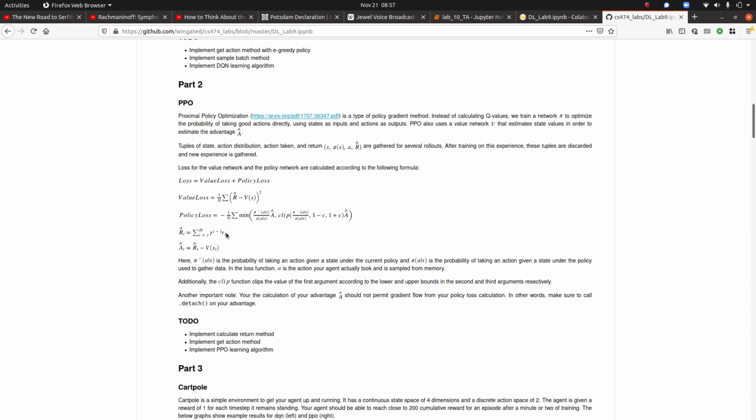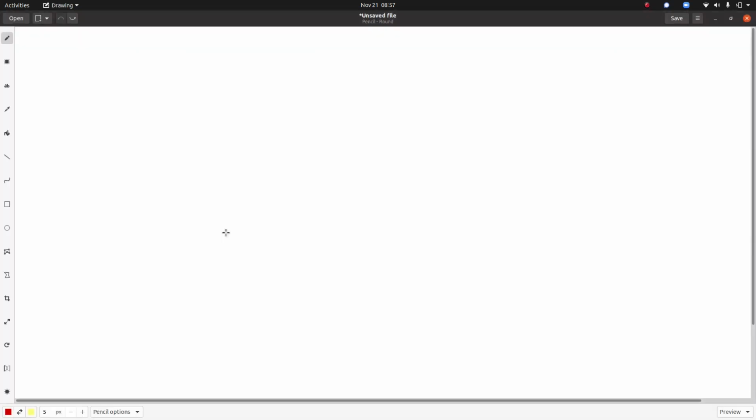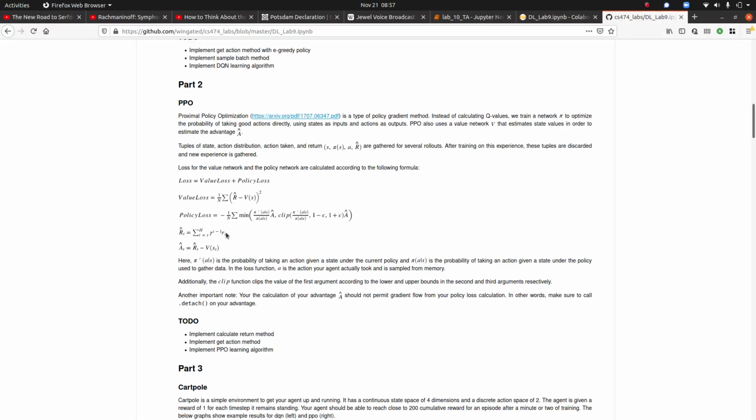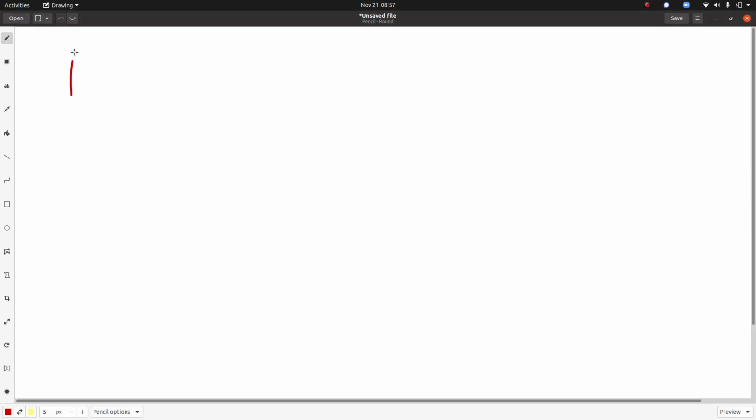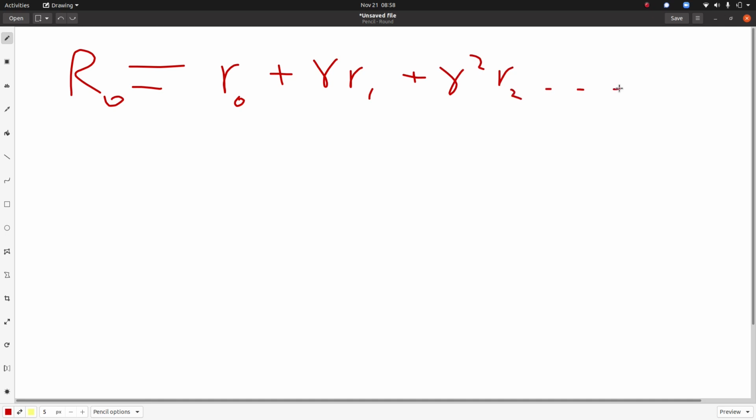This thing right here. So I'm going to write down this equation in another way. In other words, the return equals the reward at the same time step plus gamma times the reward at the next time step. So here's 0, here's 0, here's 1, plus gamma squared at the next time step, and so on and so forth.